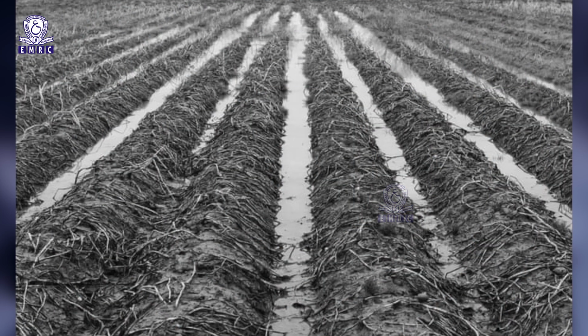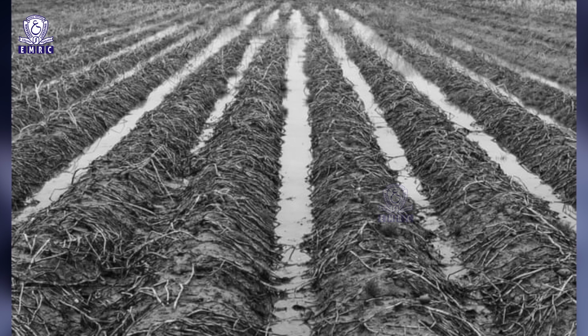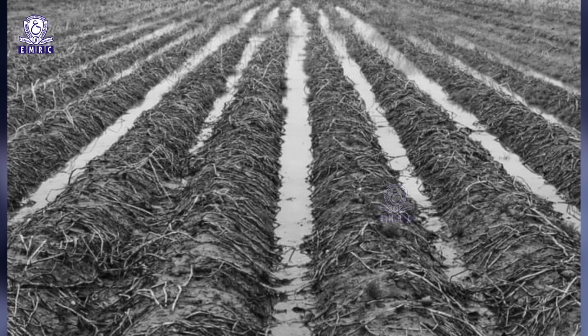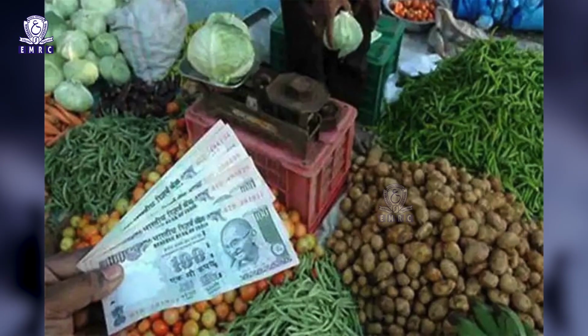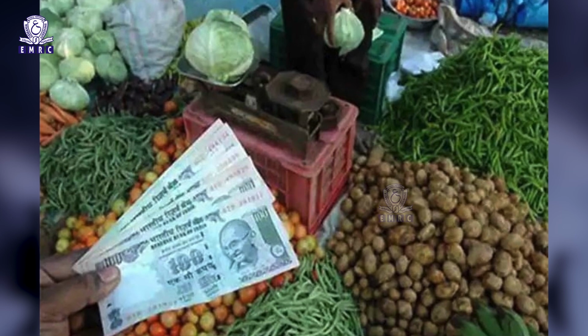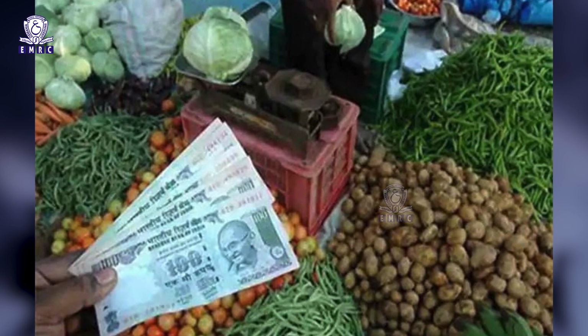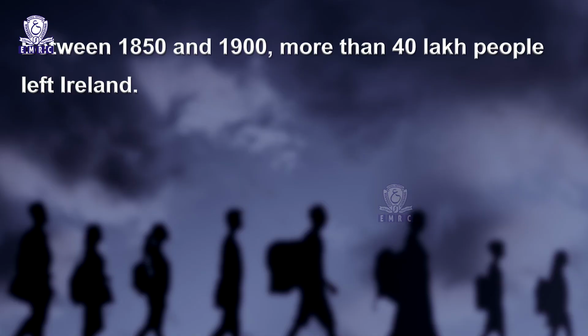The failure of potato crops for successive 3 years, that was 1845, 46 and 48, and higher prices for their meager food meant famine for the whole country. This was the start of rightful poverty and of a vast exodus, a real flood of immigrants which in some years carried off more than a third of the population. Between 1850 and 1900, more than 40 lakh people left Ireland.